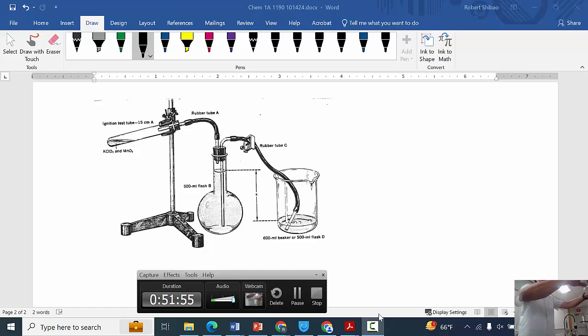You're going to keep heating it until it looks like absolutely nothing's happening. You're not going to remove the stopper here. I'm going to remove the stopper to pretend that I'm generating. What's going to happen is the water level is going to go down in the flask, and it's going to fill up the beaker.